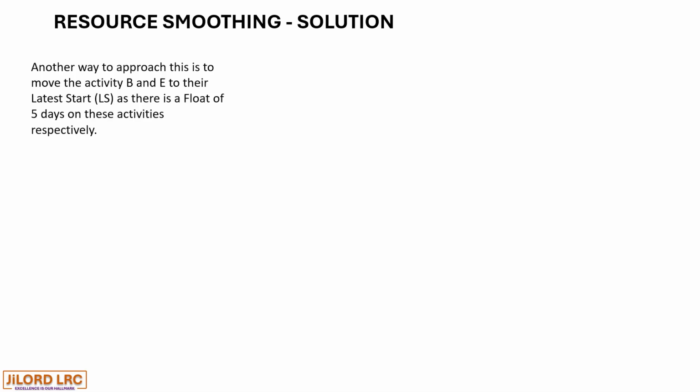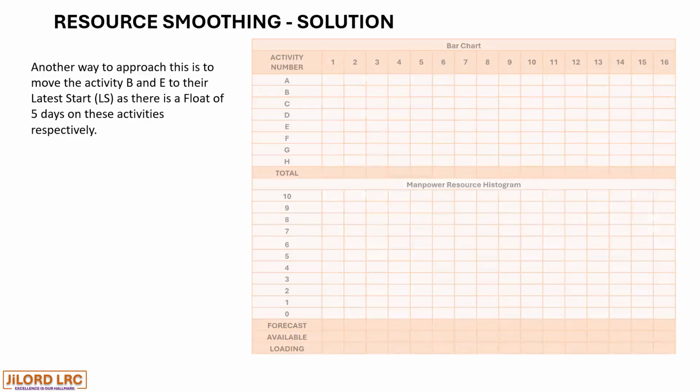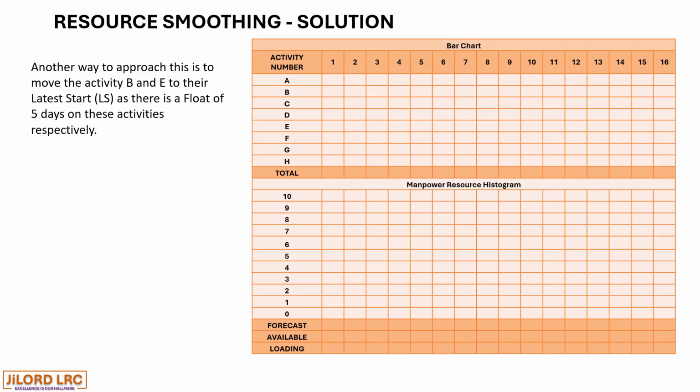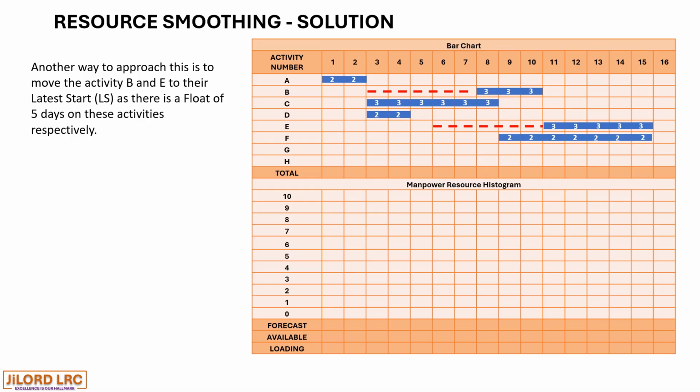Another way of doing the same thing is to also move activity B and E by their floats respectively. So we still have our bar chart, but moving B by a float, a duration of 5 days, C remaining where it is, D remaining where it is, E also moving by that 5 days float, F remaining where it is, G also remaining where it is, and H also remaining where it is.